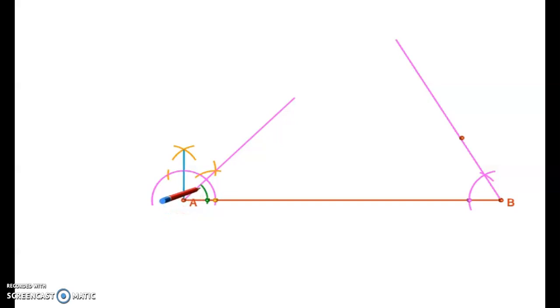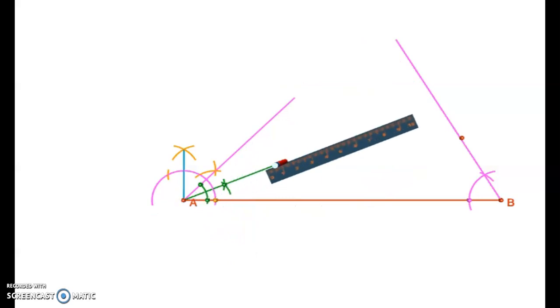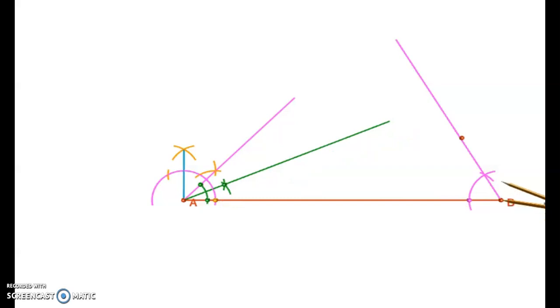Mark the points of intersection of this arc. You know very well. Now from these points of intersection, without changing the radius, you have to draw two more arcs to intersect each other. And if you join this intersecting point of these two arcs with A and extend it further, you will get the angle bisector of A. Angle A is bisected. Repeat the same procedure at B.